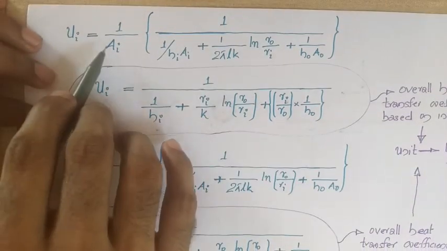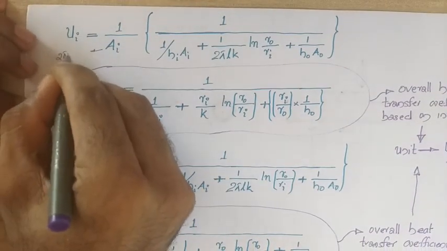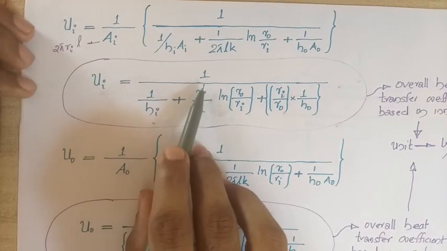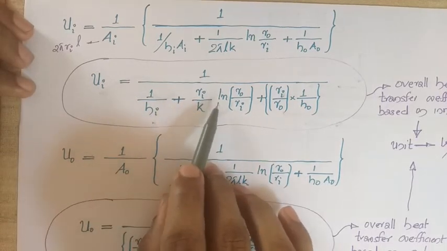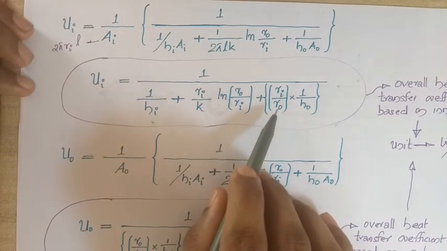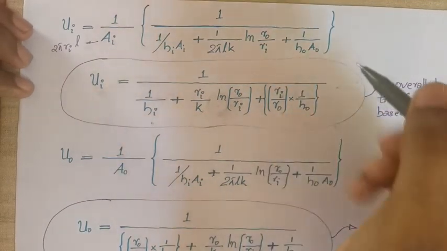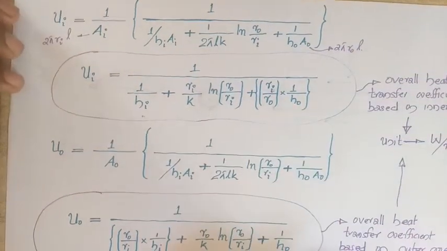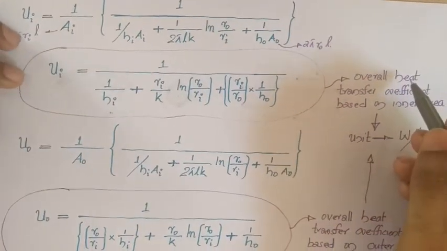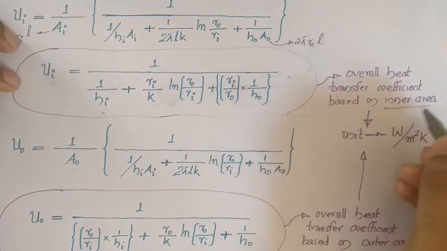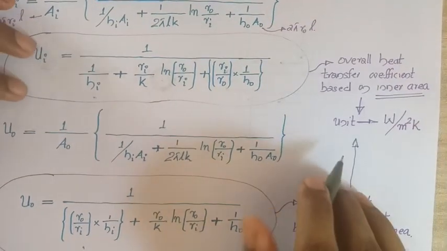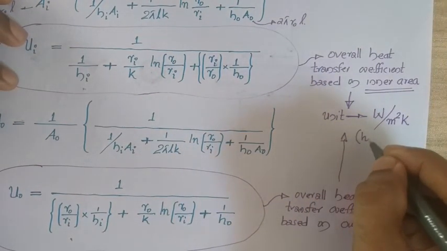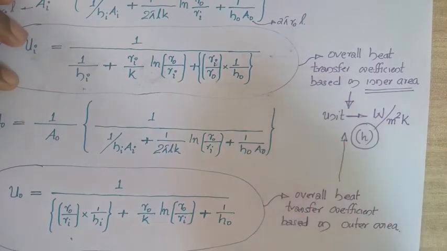If you are simplifying, Ai is actually 2 pi Ri into L, then this will be simplifying. This will be equal to 1 by hi plus Ri by k into log Ro by Ri plus Ri by Ro into 1 by ho. Here Ao will be equal to 2 pi Ro into L. So this will be getting to this form. And this is known as the overall heat transfer coefficient based on the inner area. That's why we are calling it Ui, whose unit will be watts per meter square Kelvin, same as that of h, because it is representing the heat transfer coefficient.